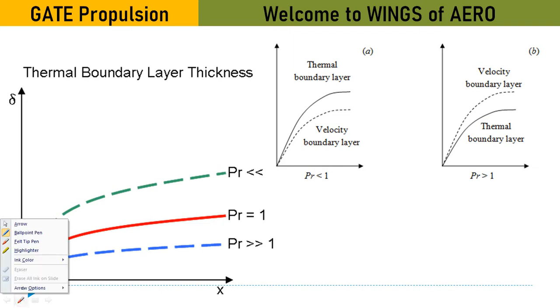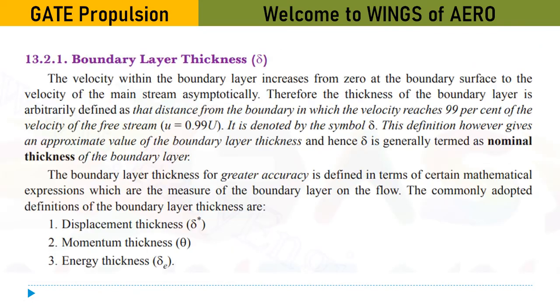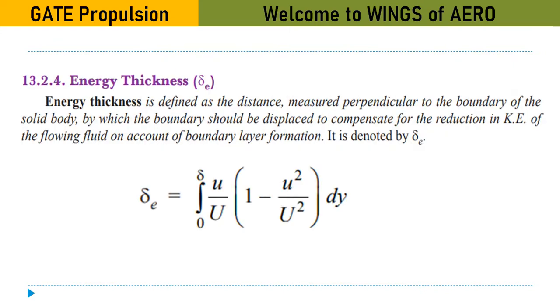So Prandtl number, as you can see here. Now how it plays an impact on both the thermal and the boundary layer. Okay, now we can denote this in two forms. Now just a second, I will share the formula.